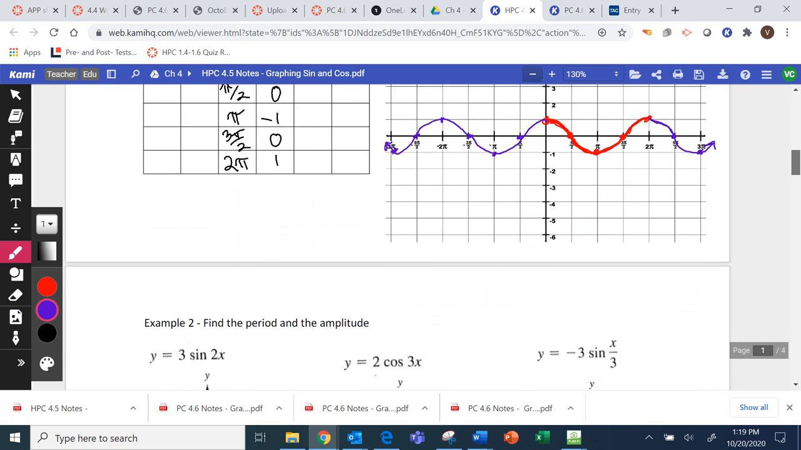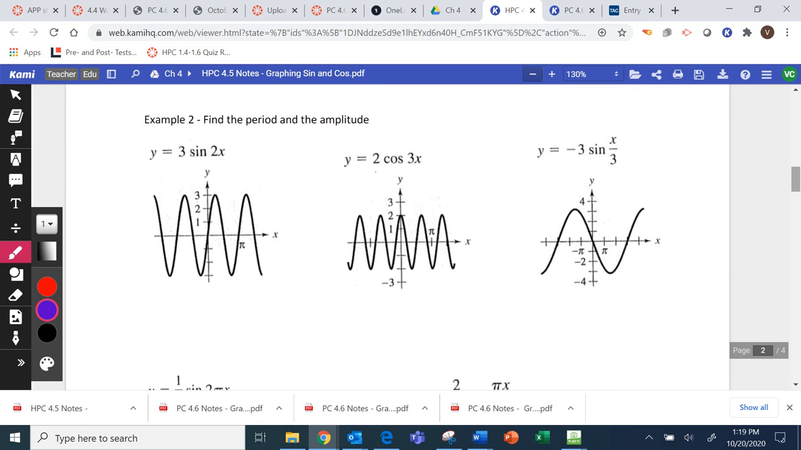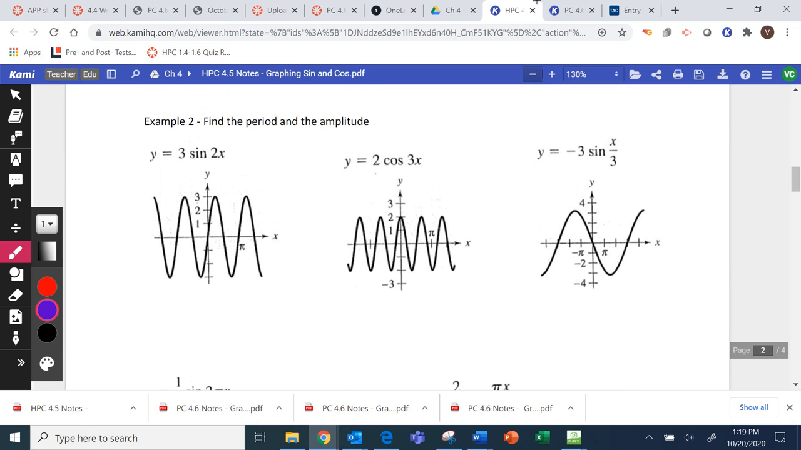So before we actually graph these, let's look at just some that are graphed, and let's talk about the period and the amplitude. So to find the period, we're going to start with our period of the parent function, which is normally 2 pi.